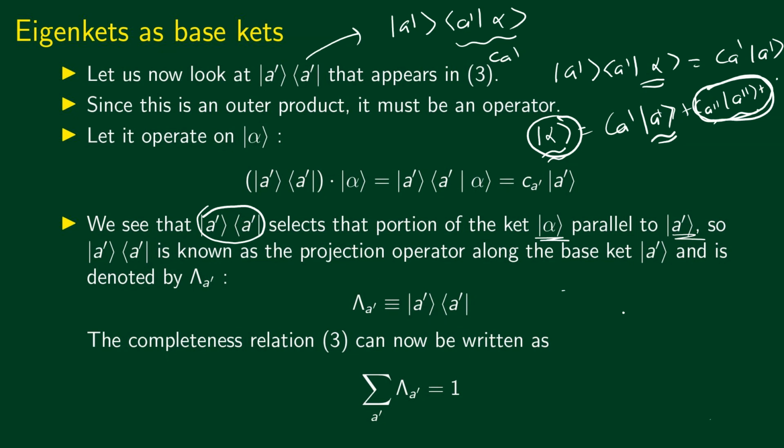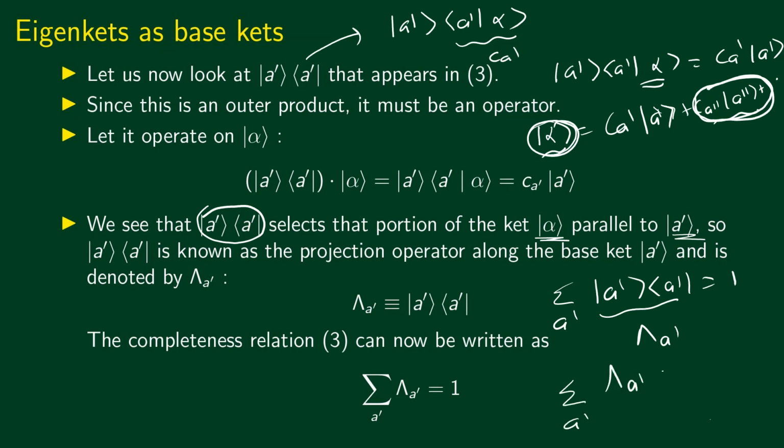So this operator actually projects. If I take ket a prime bra a prime, it projects the v vector into this direction, and it will tell us how much of this vector lies in this direction. So that's the reason why we call it a projection operator. Now we had the completeness relation, sum over a prime ket a prime bra a prime is equal to 1, the identity operator. This we denoted as lambda a prime. This means that sum over a prime lambda a prime equals 1.